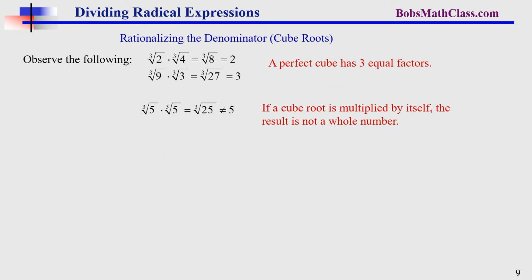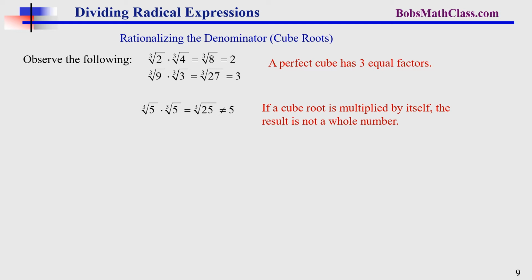Okay, now we're going to talk about cube roots. So notice these patterns. The cube root of 2 times the cube root of 4 is equal to the cube root of 8. And the cube root of 8 is 2, because 2 times 2 times 2 equals 8. The cube root of 9 times the cube root of 3 is equal to the cube root of 27. That's equal to 3, because 3 times 3 times 3 is 27.